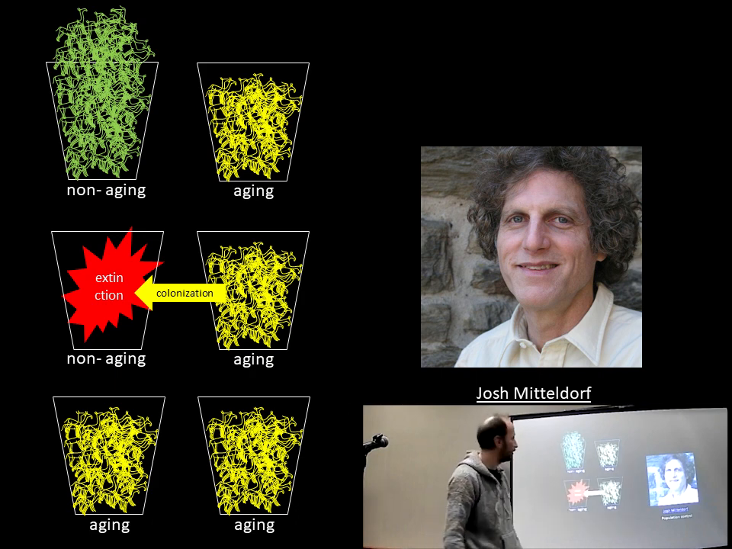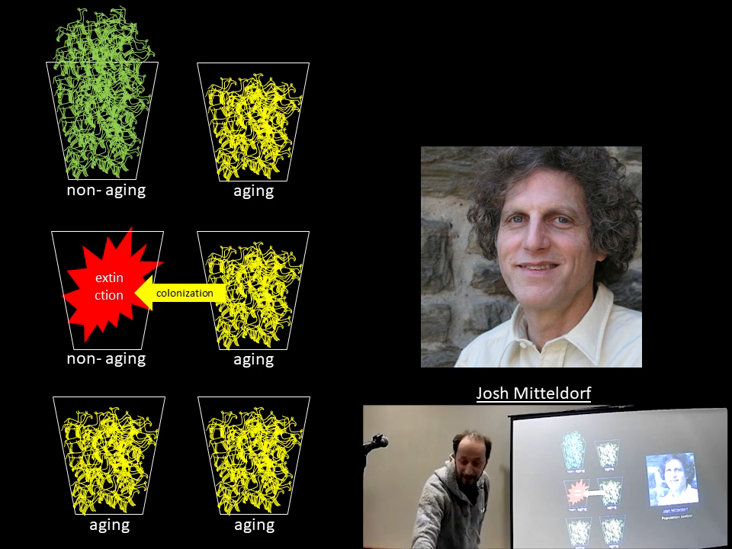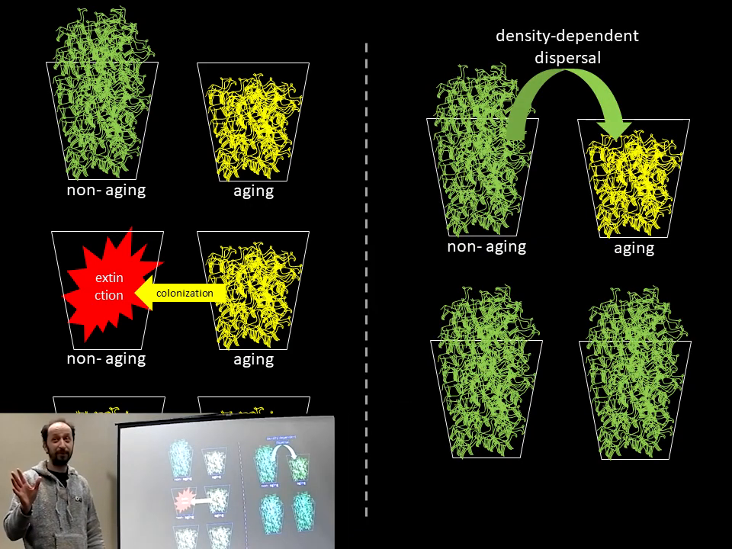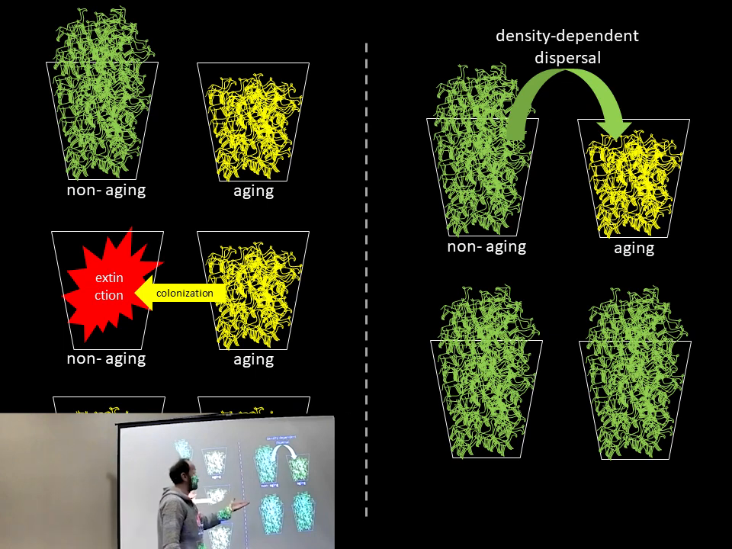But Josh's model implies some overpopulation-based extinction in one compartment. Everybody should die down to zero, and then this compartment can be recolonized by the aging strain. In the end, we have both compartments populated with aging. So what are the problems here? This is group selection, which people don't believe works very well. But there is also a specific problem for this model.